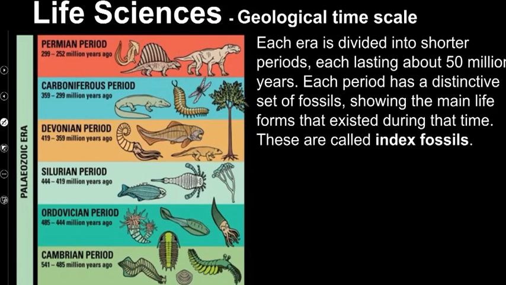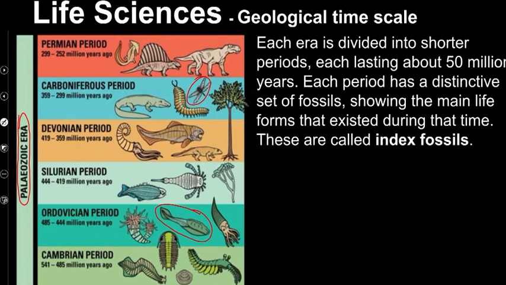So here we have just the information from the Paleozoic era, and we can see it's divided up into 6 periods. And those periods are more or less 50 million years. But the interesting thing is the pictures next to each period show some of the common animals which existed at that particular time on Earth.